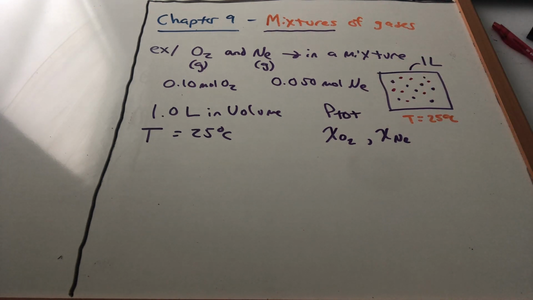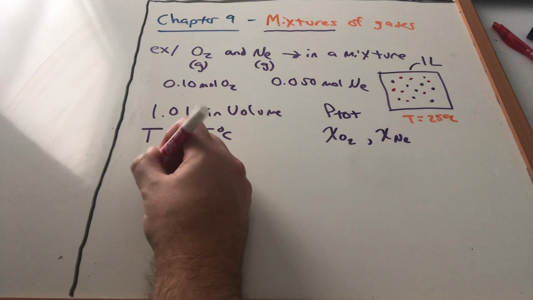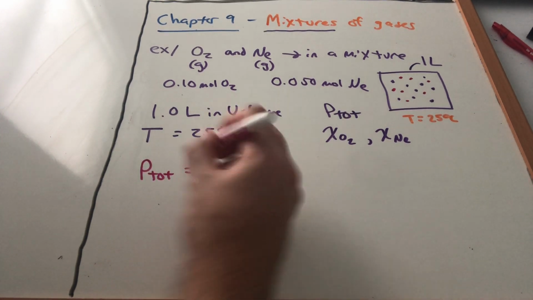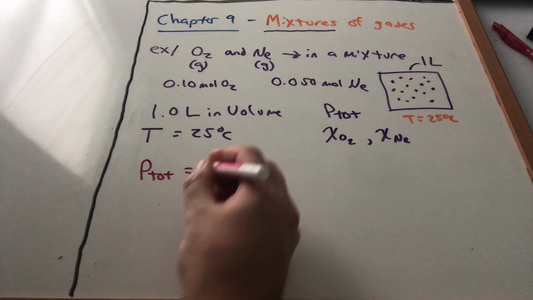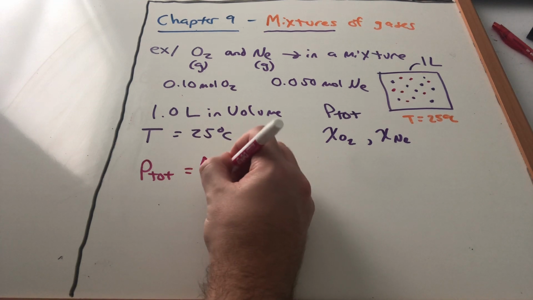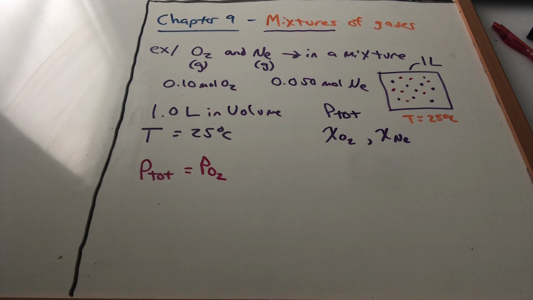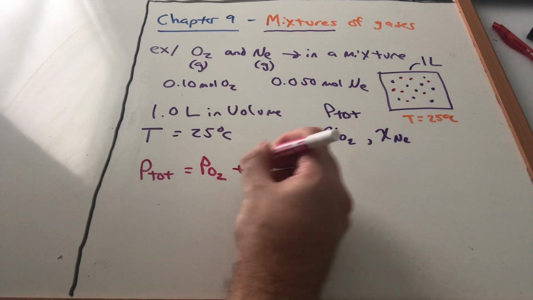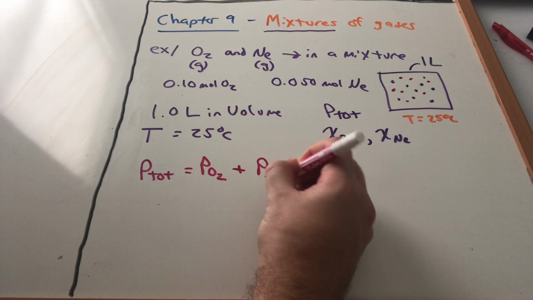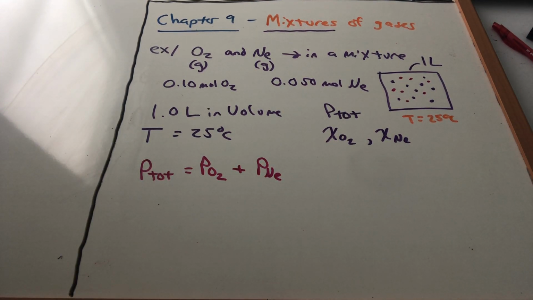So how are we going to be able to calculate the total pressure? Well, the total pressure is going to be a sum of the partial pressures. So what I have to do is use the information provided and calculate the pressure of O2. And then I have to use the information provided and calculate the pressure of neon. Once I have those two values, I can add them together. And when I add them together, I will get the total pressure inside this container. So hopefully that makes sense.